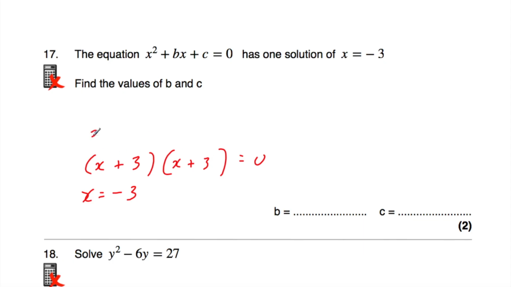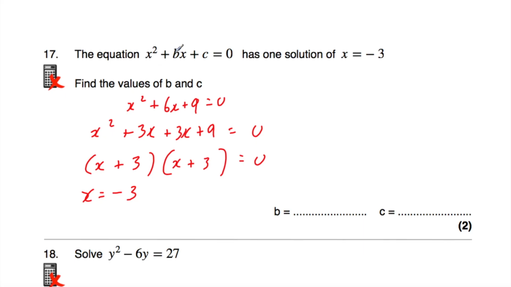X times x is x squared. X times 3 would be plus 3x. 3 times x is plus 3x. And then finally, 3 times 3 is 9, so plus 9. And then that equals 0. And if we simplify this, the 3x plus 3x would be 6x. So that's going to give us x squared plus 6x plus 9, and that equals 0. And that's it. So that's the quadratic.